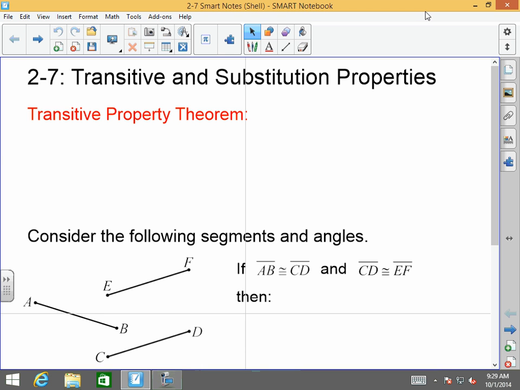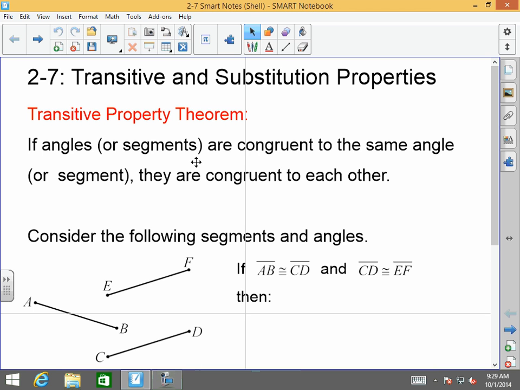Today we are talking about the transitive and substitution properties, two extremely powerful properties for proofs. Just like all the other theorems that we've been learning, we will be using this all year, but this one in particular is very, very powerful, and it's quite easy as well. So let's do it. The transitive property.